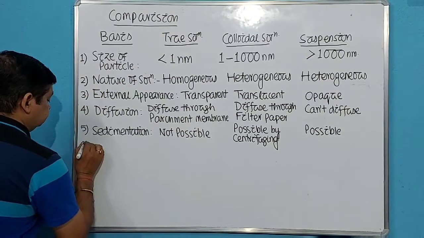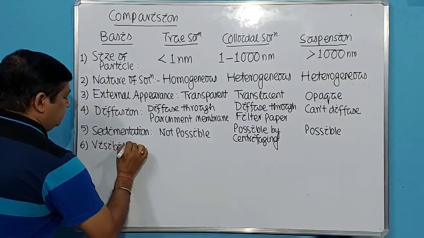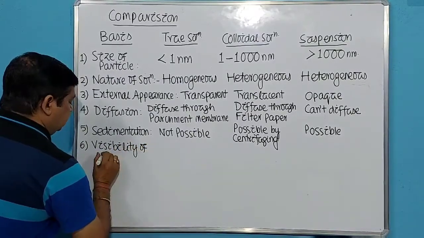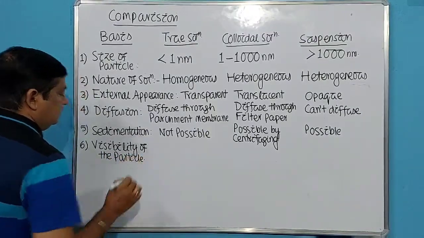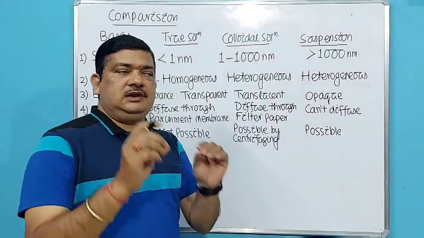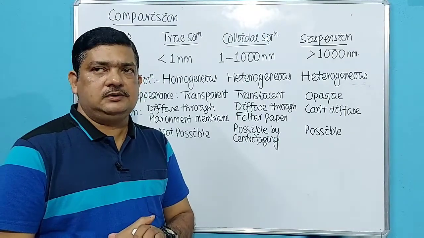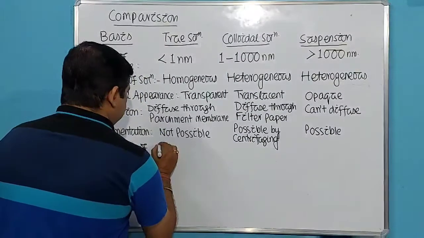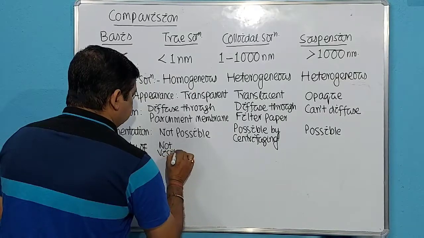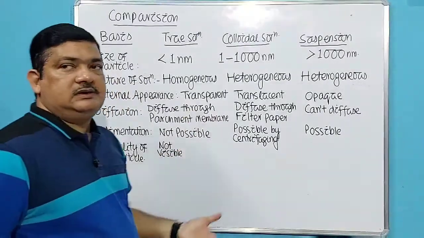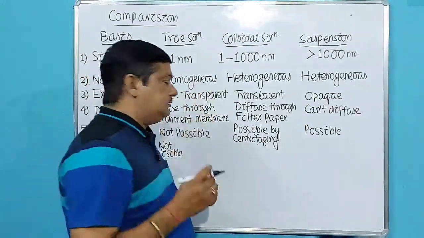Visibility. The next basis of classification is visibility of the particle. Whether you can see the solute or not. Can you see the solute? That means when you add salt to water, can you find the salt? No, the solute we cannot find. So in the true solution, the solid particle is not visible. In case of colloidal solution, the solute particle is not visible through naked eye.